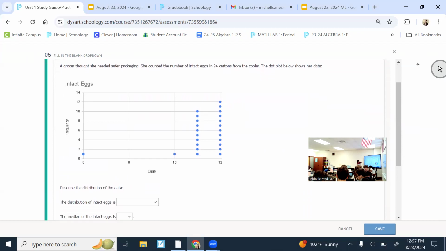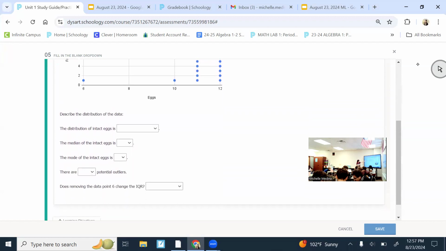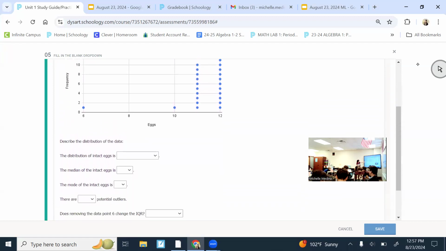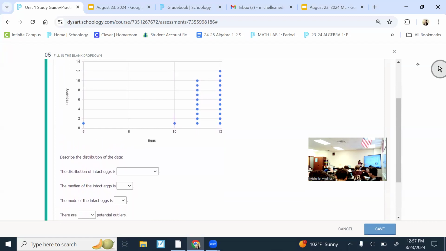A grocer thought she needed safer packaging. She counted the number of intact eggs in 24 cartons from the cooler. The dot plot shows her data, and we have to answer all these questions about it. First, the distribution, meaning the shape of the intact eggs, is skewed left, skewed right, roughly symmetric, or uniform. Think about it while I answer this.